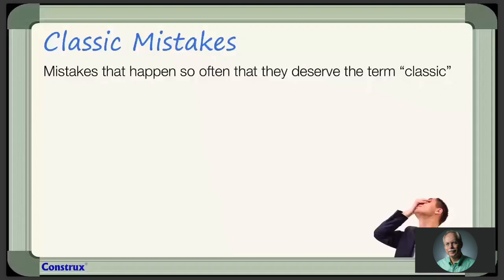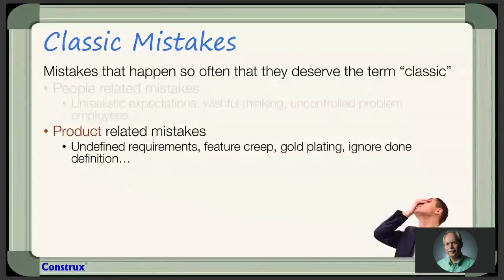In addition, there are unrealistic expectations. This team of 2 people can do all this work in 3 days. Or if we just throw bodies on it, somehow it magically gets easier to work on. So those are people-related mistakes. The second main category is product-related mistakes. Product-related mistakes are all about how we define the product and understand the product.